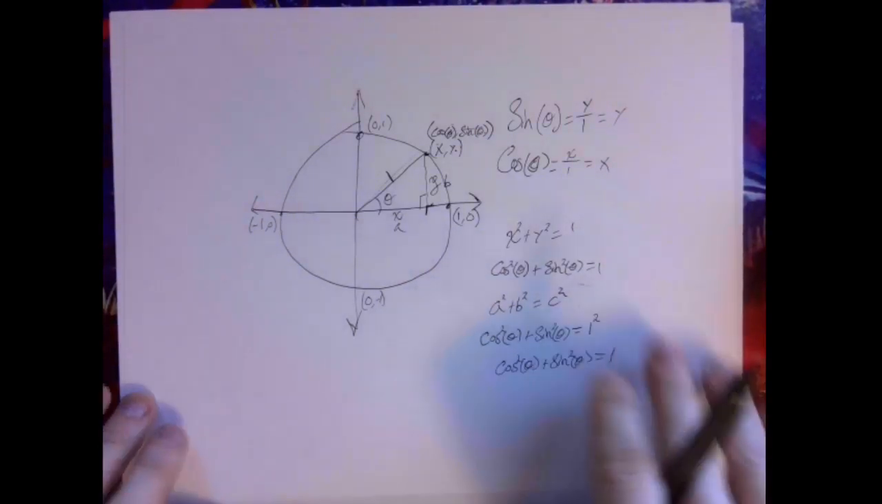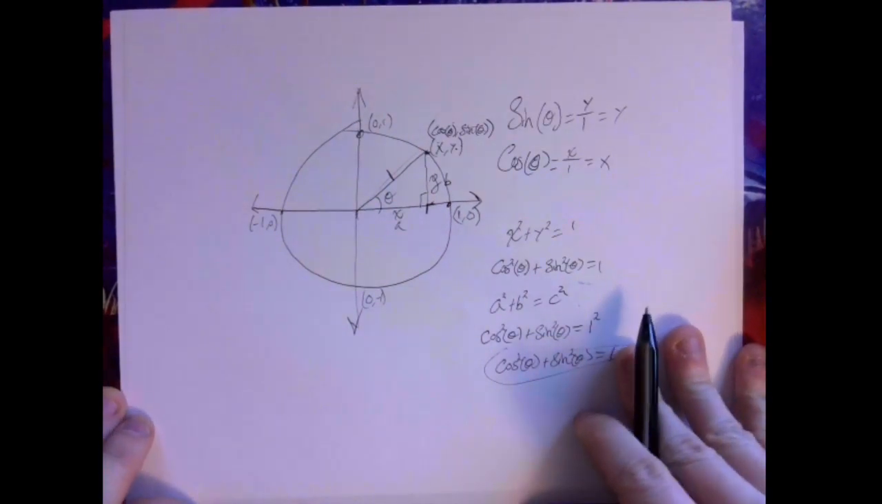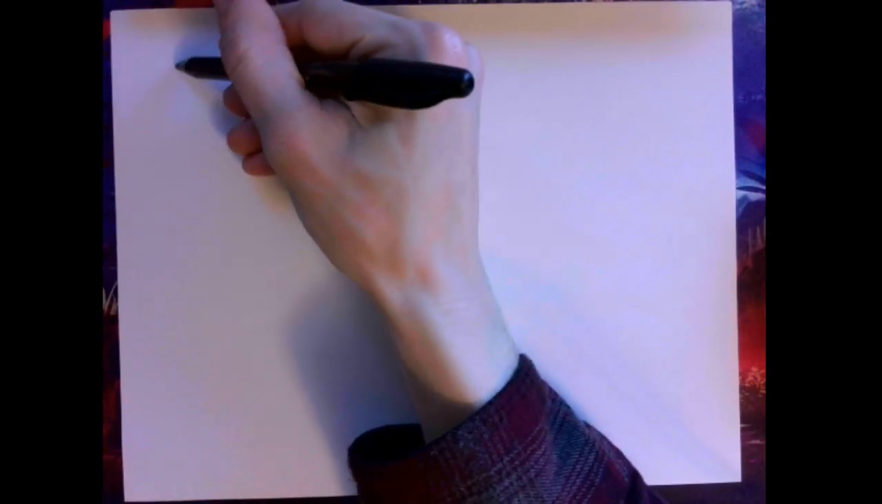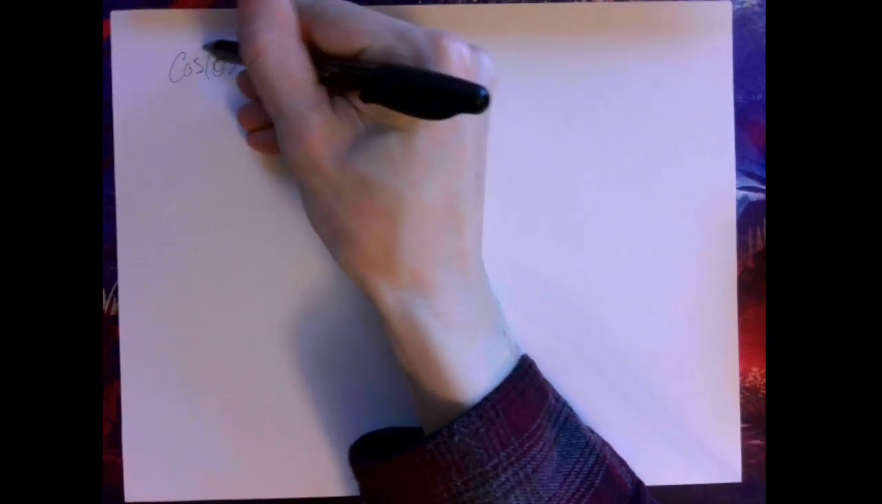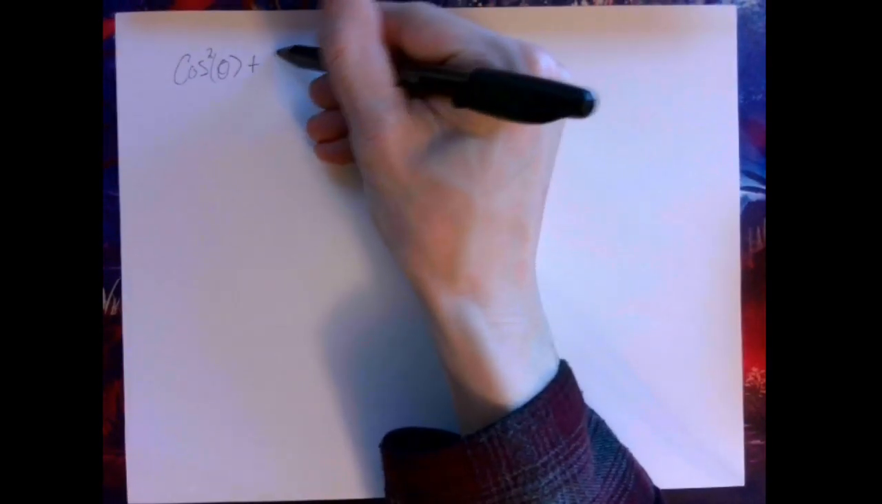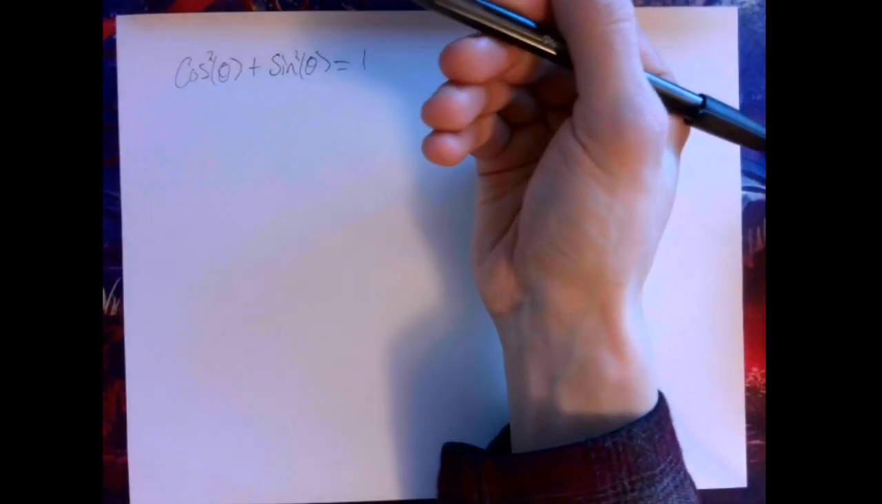So here we proved our Pythagorean identity, which is this, right? So now we can use that identity to further aid us by finding different versions of this identity. So we know the identity is cosine of theta squared plus sine of theta squared equals 1.